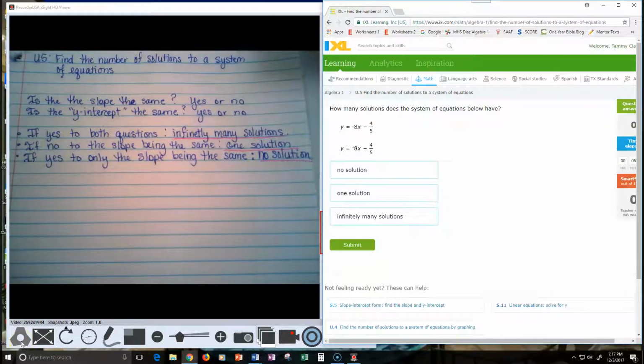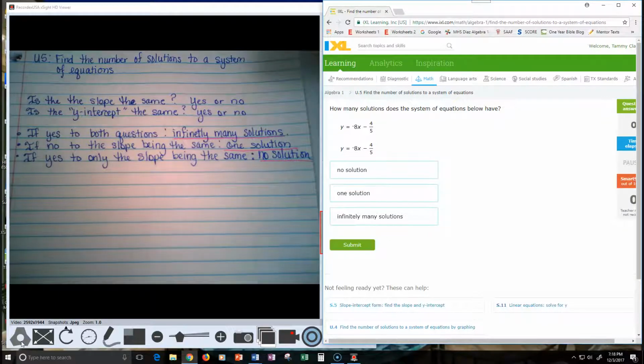We're going to find the number of solutions to systems of equations. The only thing that's missing this time is the graph. We don't have the luxury of graphing, so we'll need to remember some of the things that we pointed out in U4. I have some questions to kind of guide you as you do this.